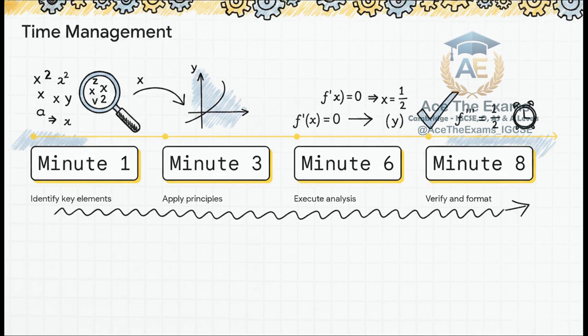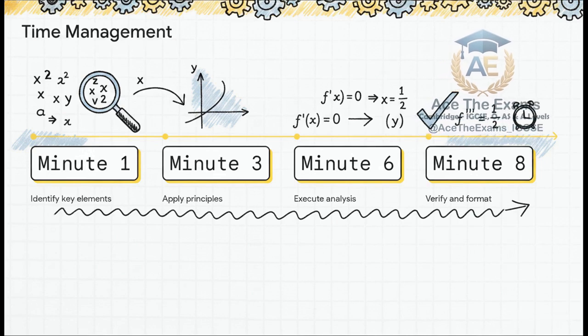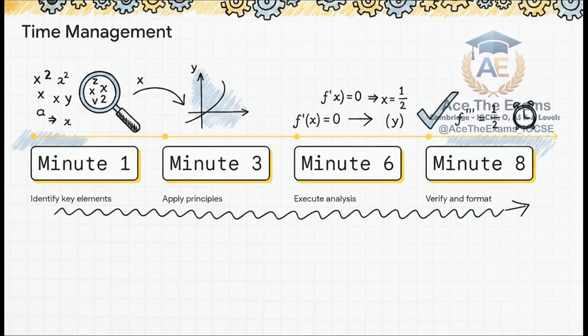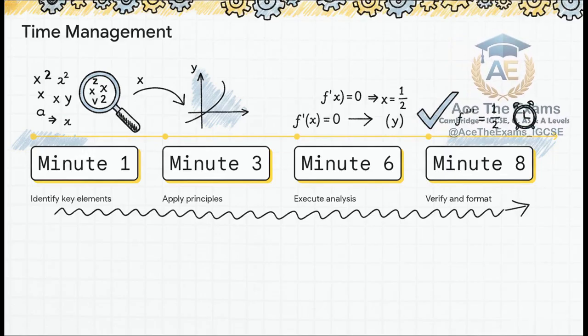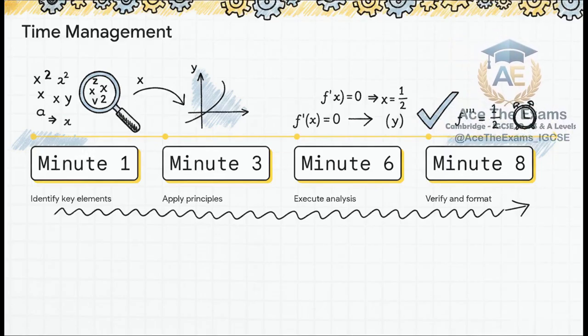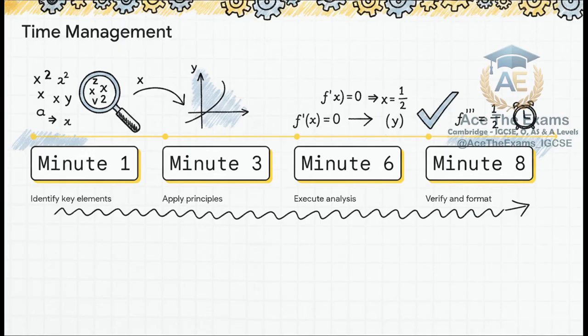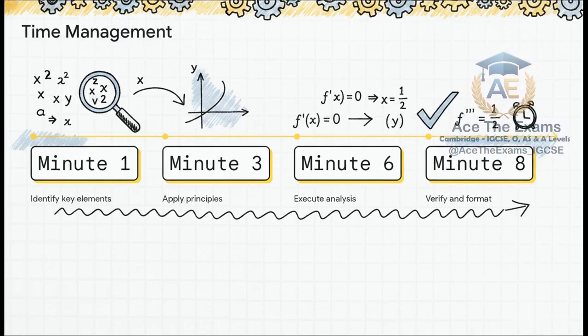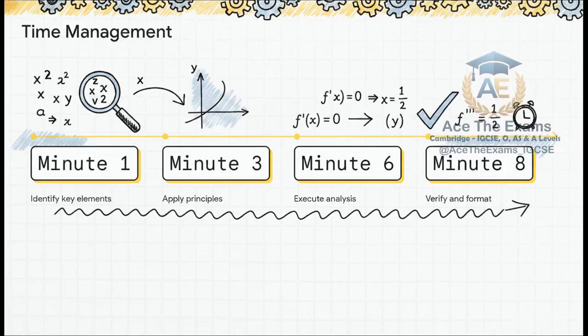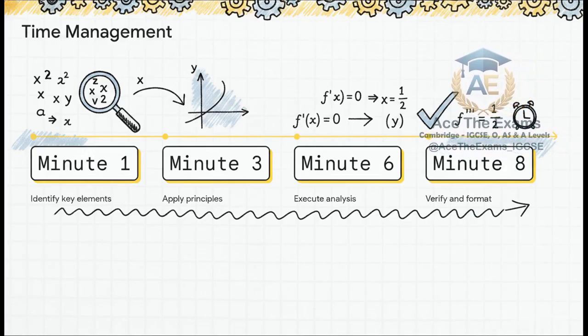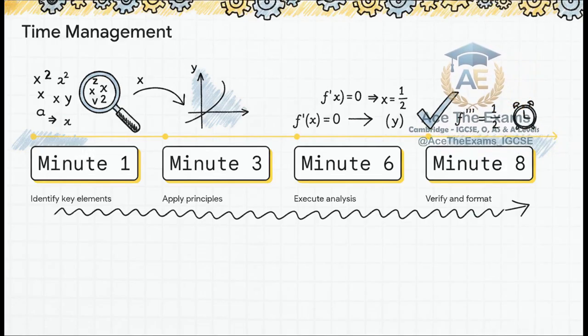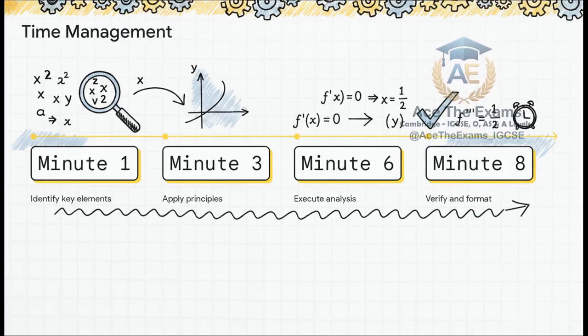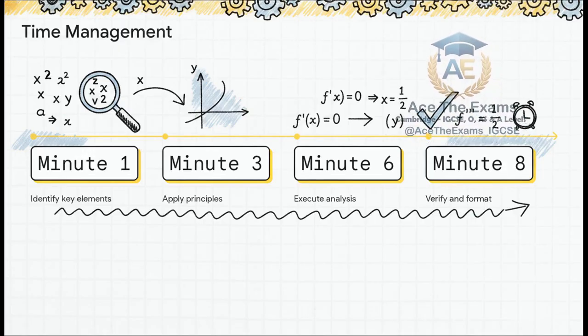Minute 1, identify the key elements and completely deconstruct the prompt. By minute 3, you're applying the relevant principles, meaning you differentiate the function. By minute 6, you are executing the analysis. You're setting it to 0 and finding the x and y coordinates with perfectly clear working. And finally, minute 8 is reserved for verifying the results using the second derivative and formatting your final statement to perfectly match the context. I promise you, stick to this clock and you will never run out of time on exam day.